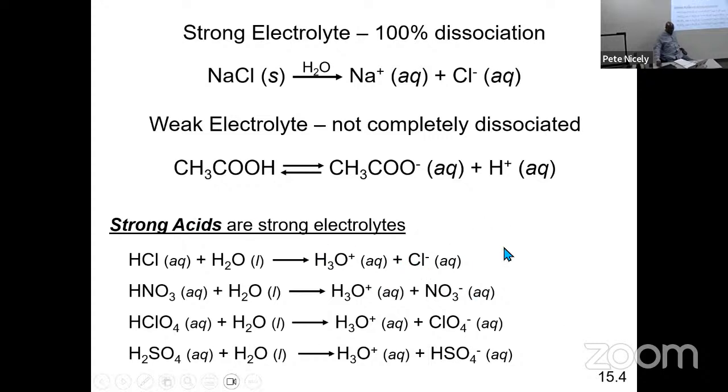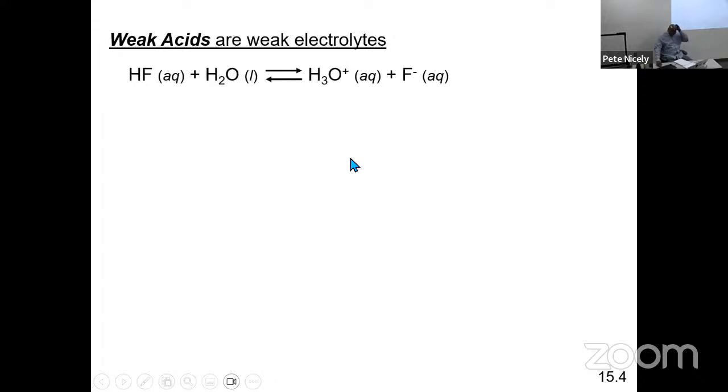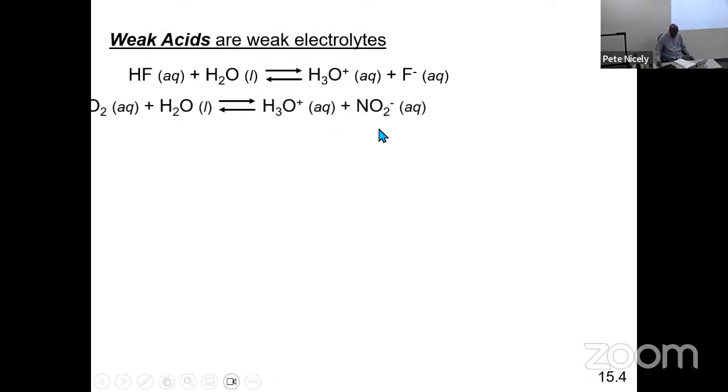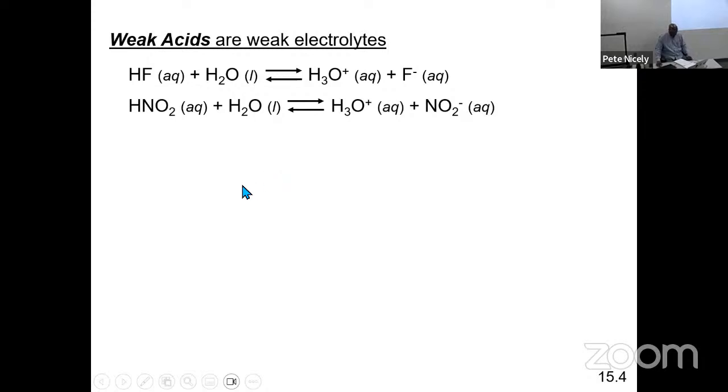So these are strong electrolytes. And then we have weak electrolytes, weak acids, I should say, such as hydrochloric acid. We met one before, acetic acid. In the case of hydrochloric acid, it undergoes partial dissociation, as you can see here. So as you can see here, we have a double arrow indicating that we're going in both directions, all right? Eventually, equilibrium will be established.